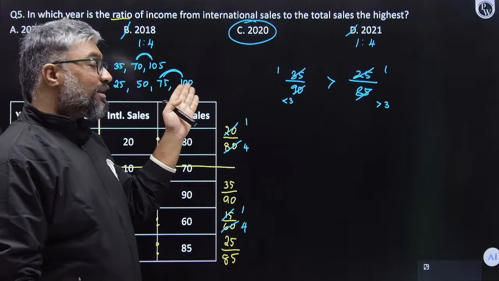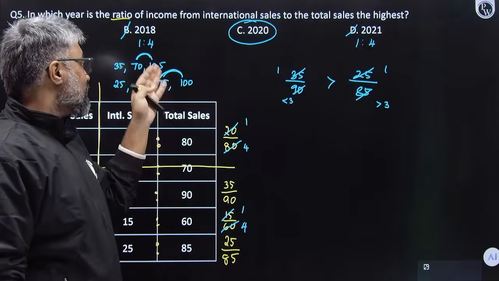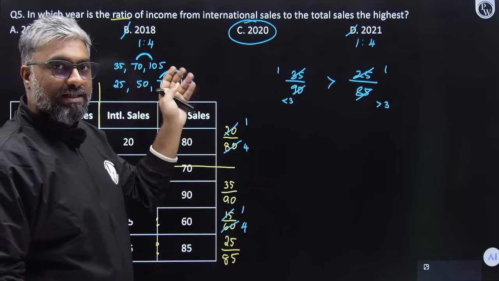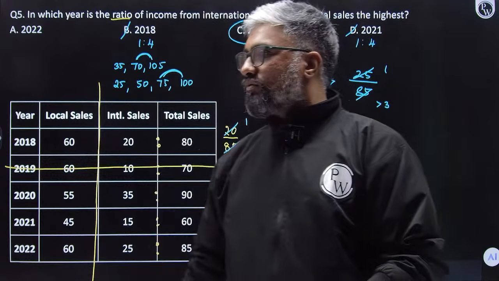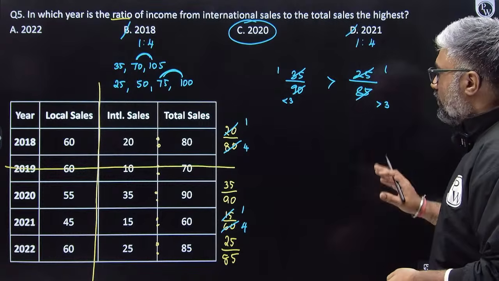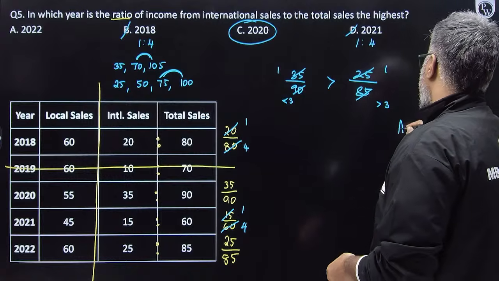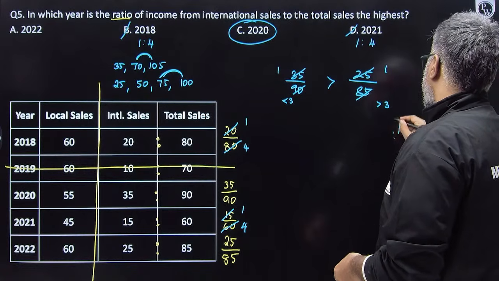So it's between 3 and 4. Greater than 3, this is lesser than 3. I hope you are understanding this. So smaller denominator means larger fraction. End of story. Clear?